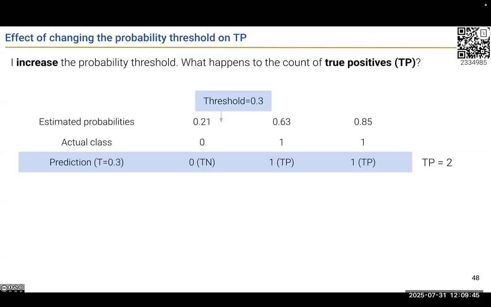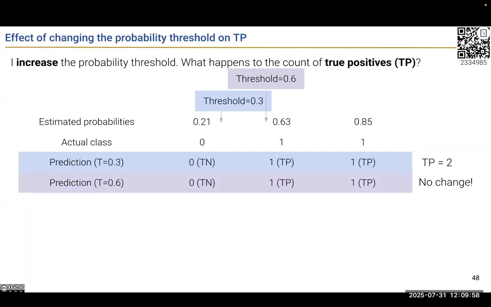Now let's increase the threshold a little bit. Let's say the threshold gets raised to 0.6. Does my prediction change in this case from 0.3? It doesn't. I'm still going to classify the first point as a 0 and the second and the third points as 1s. So the number of true positives doesn't change, so it could stay the same. Let's keep increasing the threshold. Let's increase it to 0.8.